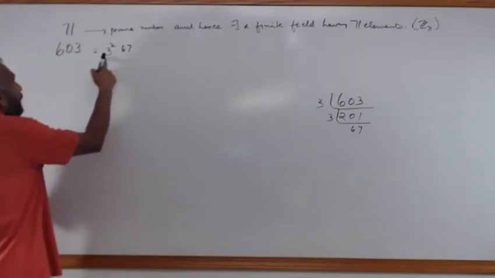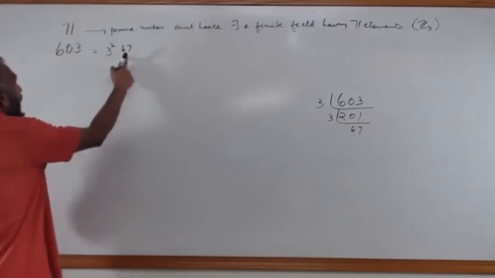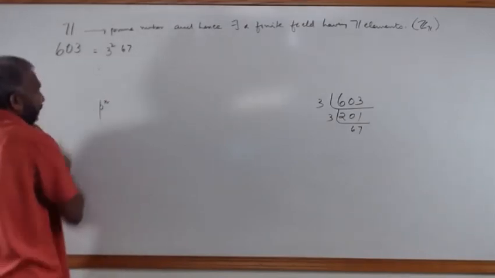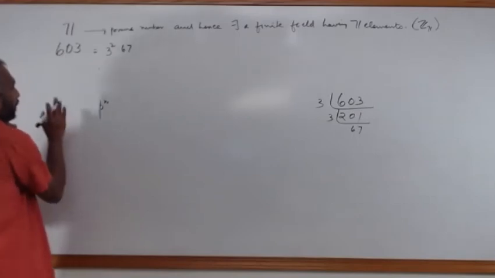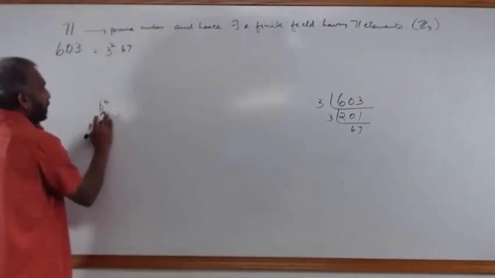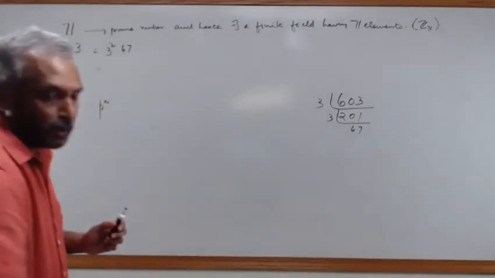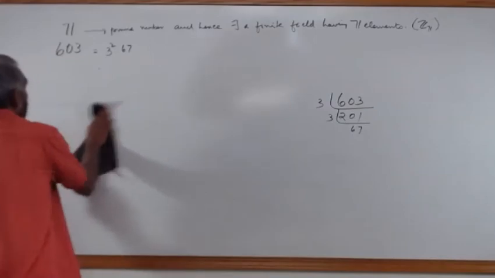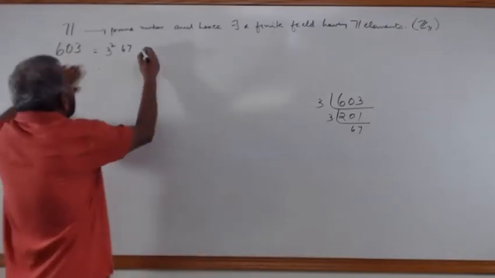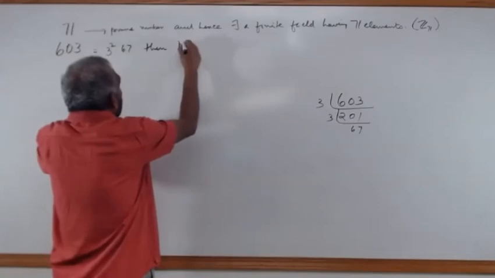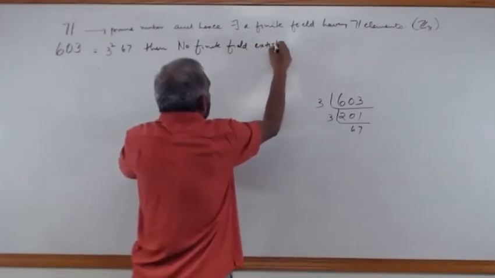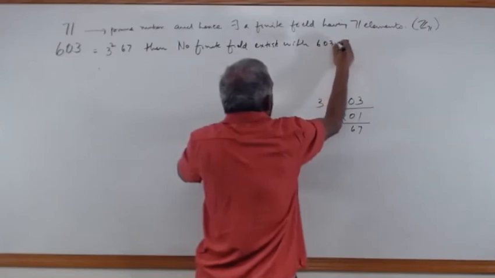There are 2 different prime numbers as factors of this number. So this cannot be expressed as p to the power of n. Every finite field has p to the power of n elements for some p and n. So if somebody is asking, do you have a finite field of 603 elements, then no finite field exists with 603 elements.